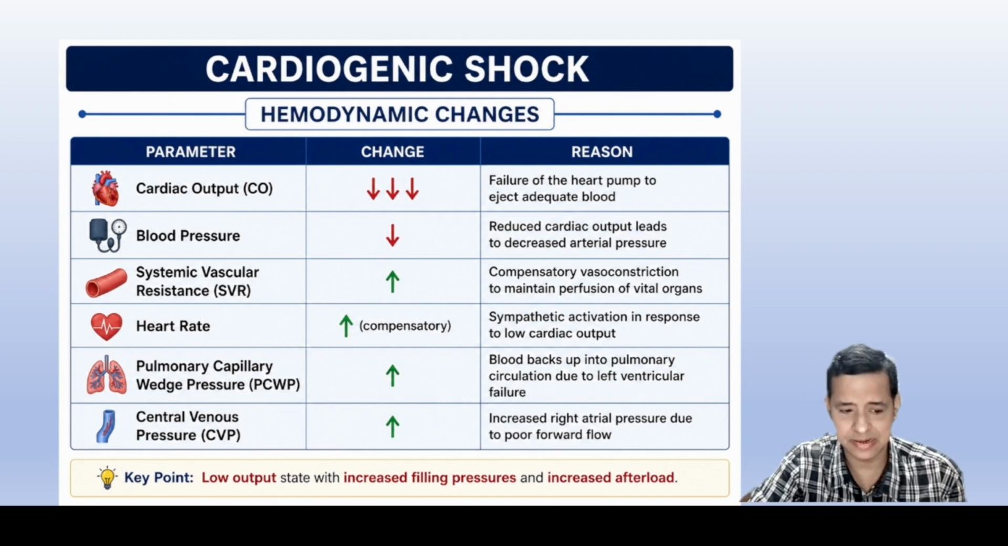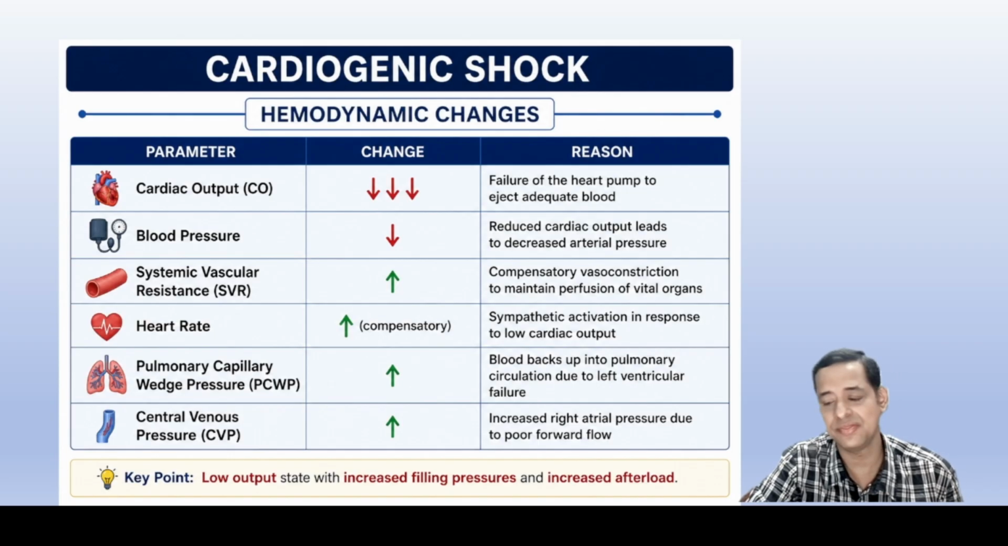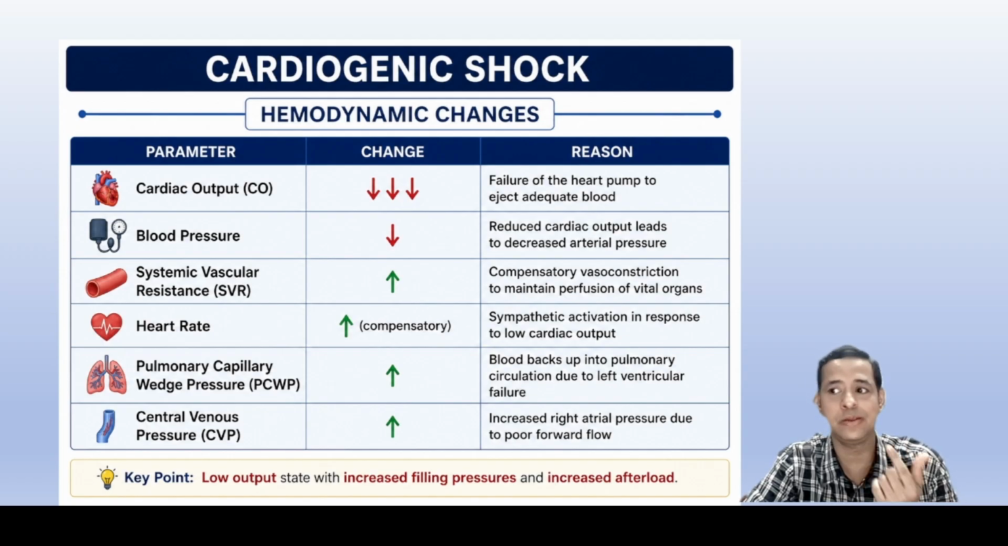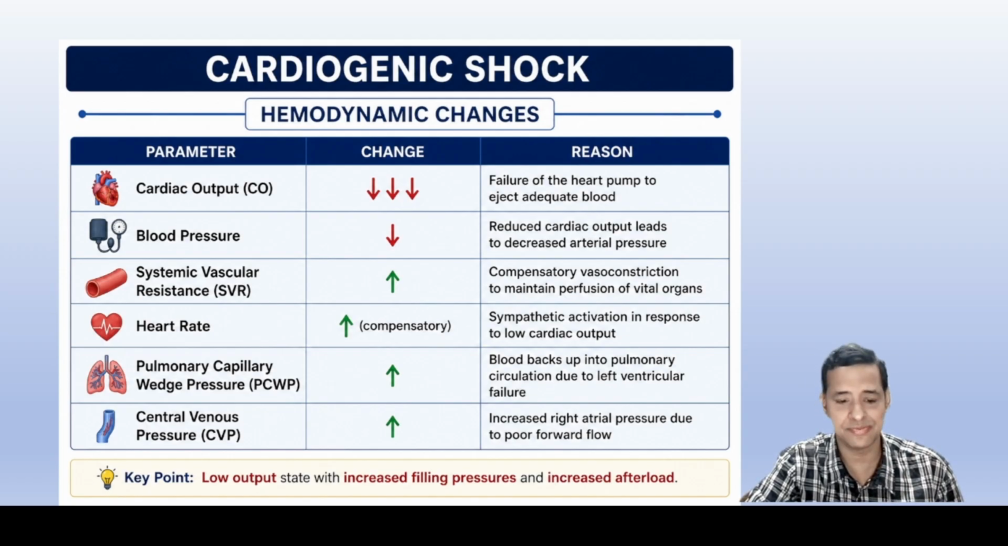So in this slide, we will be discussing the hemodynamic changes. Most likely, from an examination point of view, they will give you the parameters: whether cardiac output is decreased, blood pressure is decreased, and systemic vascular resistance is increased. They will give you the blood parameters and tell you to identify the shock. This is the way they ask you the shock interpretation.